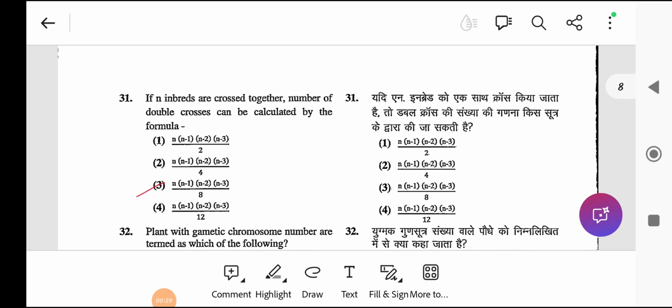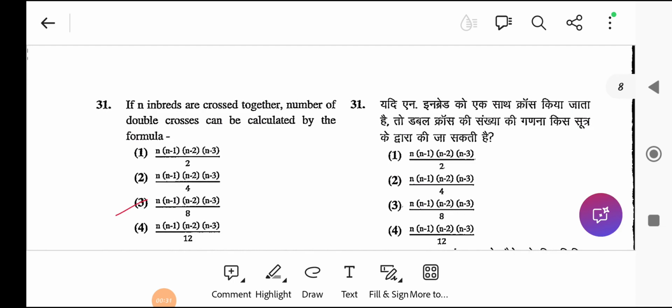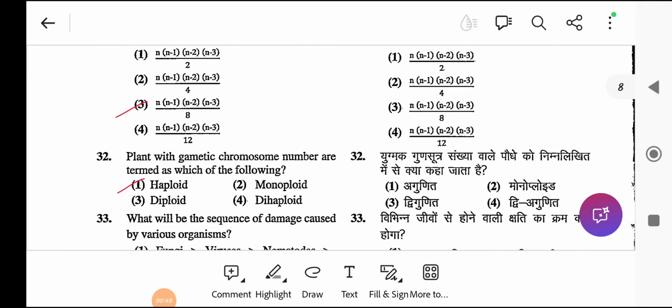The question is, if n inbred lines are crossed together, the number of double crosses can be calculated by the formula. So the number of double crosses is calculated by the formula n(n minus 1)(n minus 2)(n minus 3) divided by 8. When it is a double cross, it will be divided by 8. Okay, so answer 3 is correct.